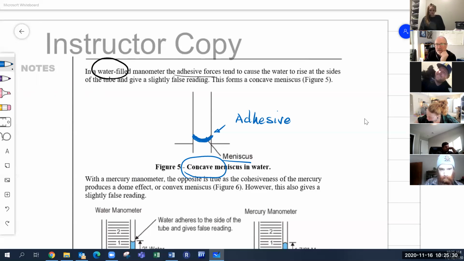You get a concave meniscus when we're talking about water. So we use these tubes sometimes to indicate levels of pressure, and you always have to read the bottom of the meniscus. You can see here this line. This is the bottom of the meniscus. You have to read the bottom because that's where the level is. It's just the adhesive qualities that give it that concave look.